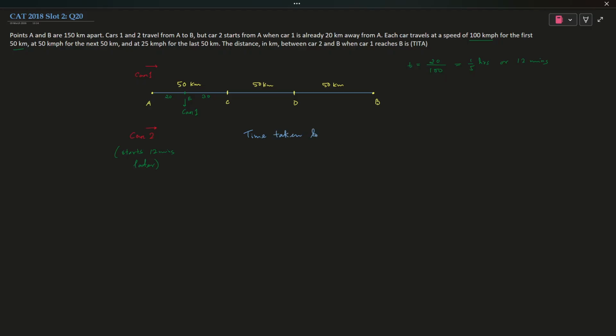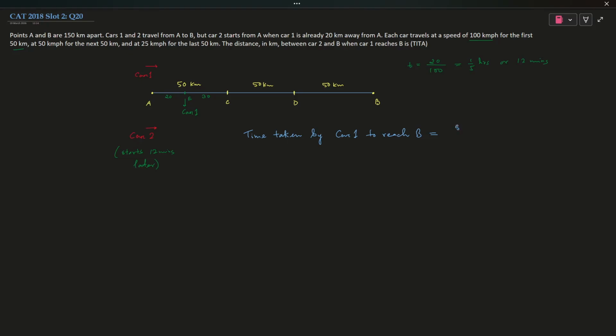Time taken by car 1 to reach point B. Okay, to reach point B, so total distance by total time. But here we have to be very careful about the speeds, right? Total distance by total speed, but the speed is varying for each segment.